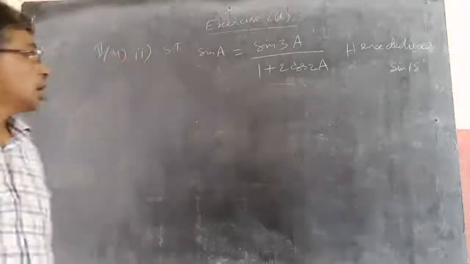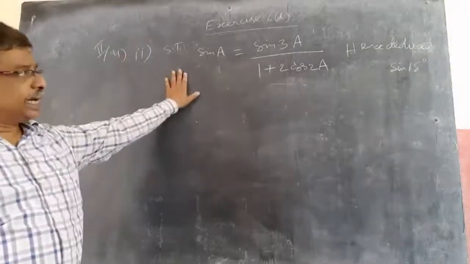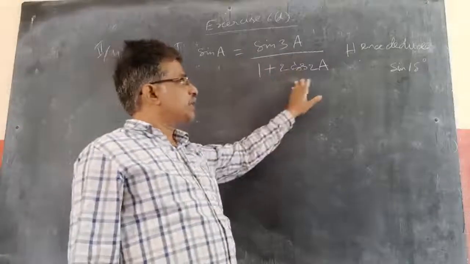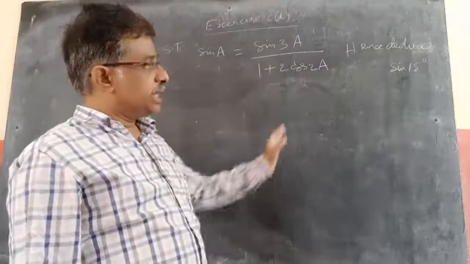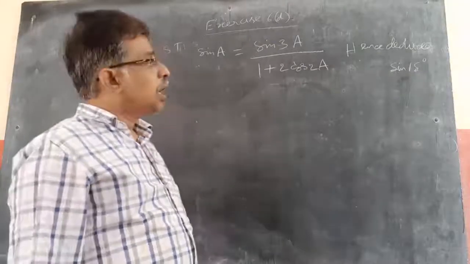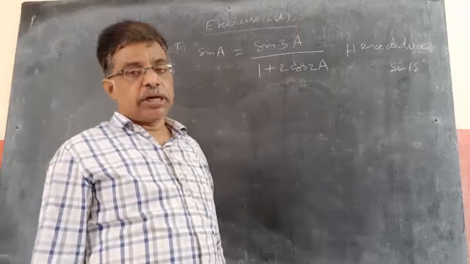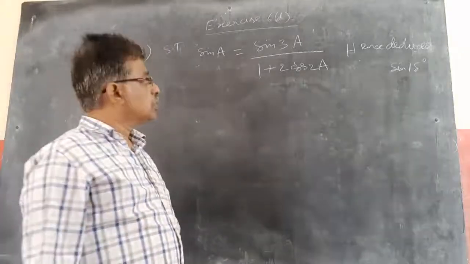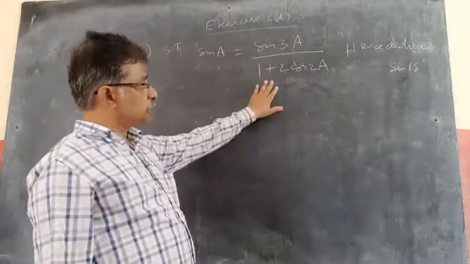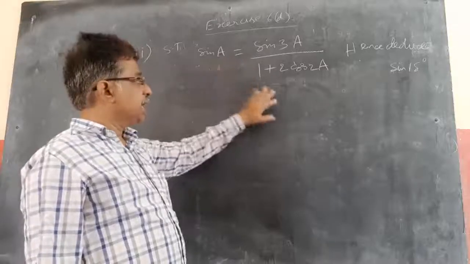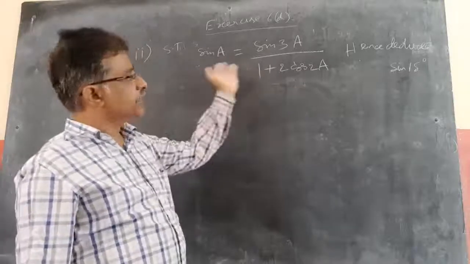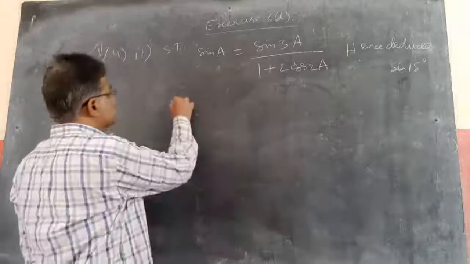Next one. Show that sin A equals sin 3A by (1 + 2cos 2A). Hence deduce the value of sin 15°. So I will take the RHS first and prove this is equal to sin A. Then if A equals 15 degrees, the value of sin 15° will follow.